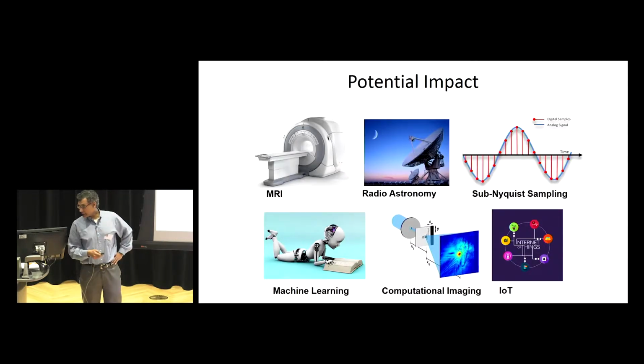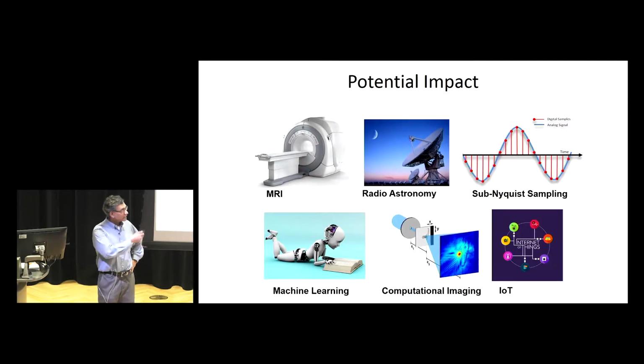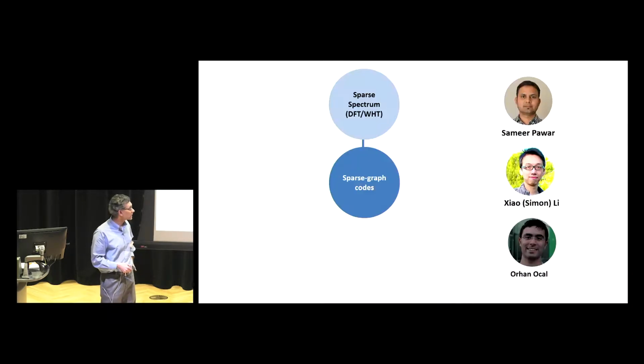Okay, and the potential impact is huge, because there are a lot of applications that can bank on this concept, from MRI, which I will show some examples of, to radio astronomy, sub-Nyquist sampling, IoT, computational imaging, and of course, machine learning. So we'll start with the sparse spectrum theme on sparse graph codes.